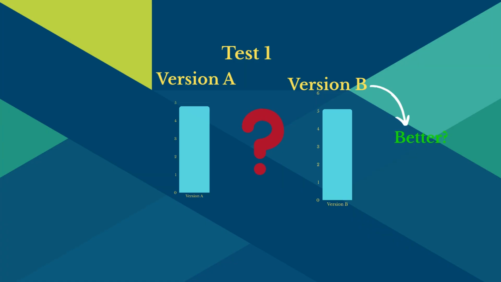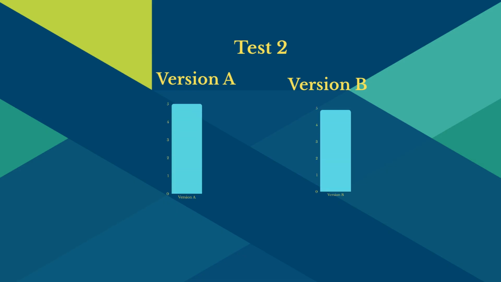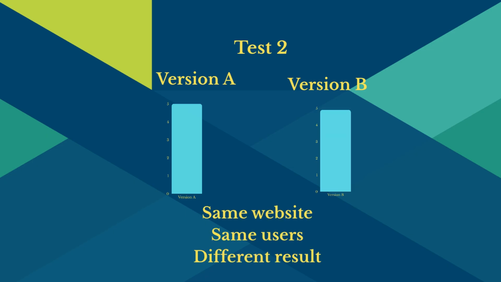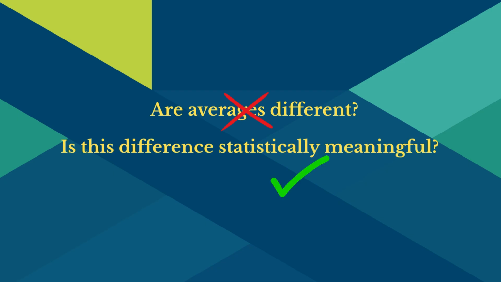Now imagine you run the same experiment again. This time you get version A is 5 minutes and version B is 4.9 minutes. Same website, same kind of users, different averages. So, the real question is not are averages different? The real question is, is this difference statistically meaningful, or is it just randomness playing tricks on us?